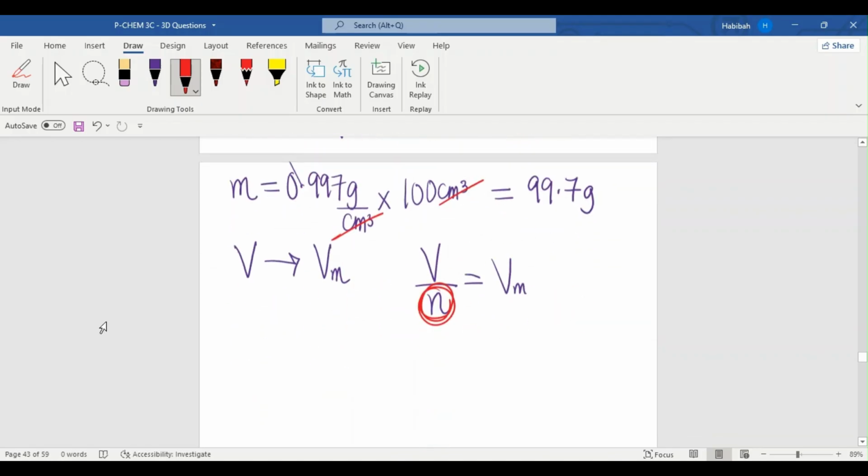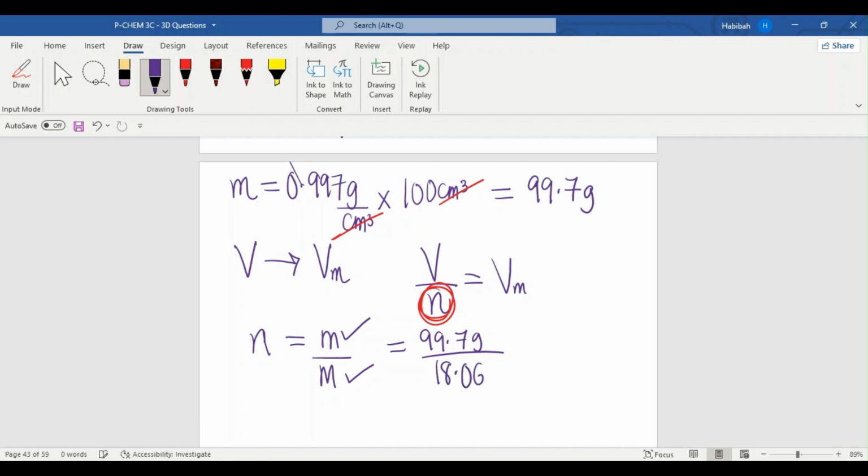One thing you need to also remember is that the number of moles, which is what we're trying to calculate, is the same thing as mass over molar mass. We've got the mass, which is 99.7. We know the molar mass because the molar mass of water can be calculated. So the molar mass of water, we know that to be 18.06 gram per mole. So that would be 99.7 grams divided by 18.06 gram per mole.